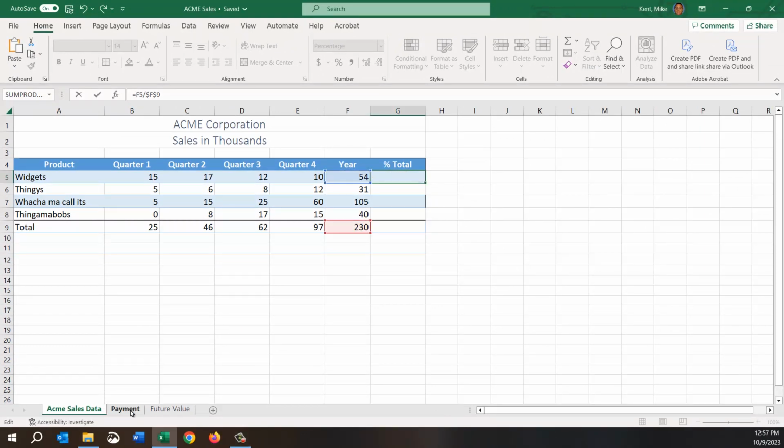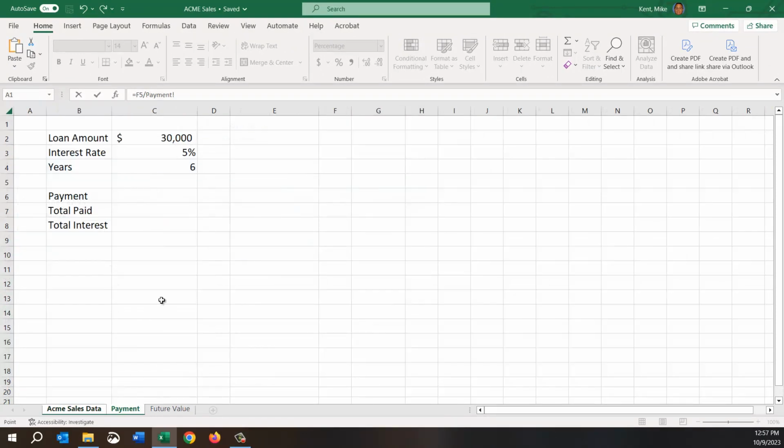Now, the second thing they do in this chapter is they use the payment function to calculate how much a payment's going to be. So let's take a typical situation. I'm going to buy a car for $30,000.